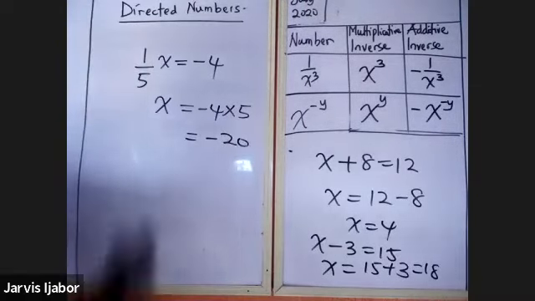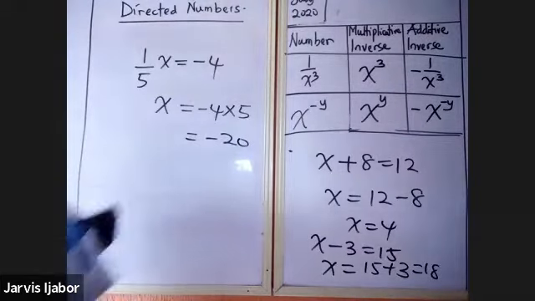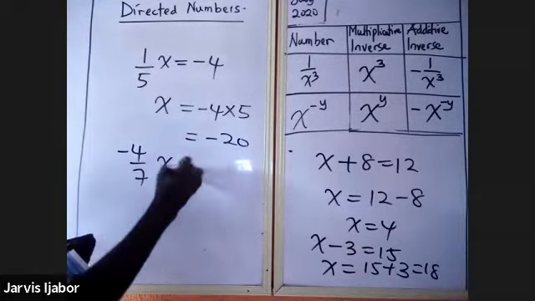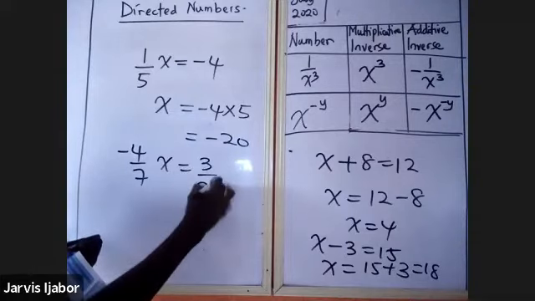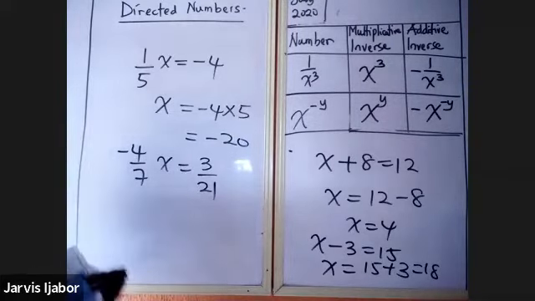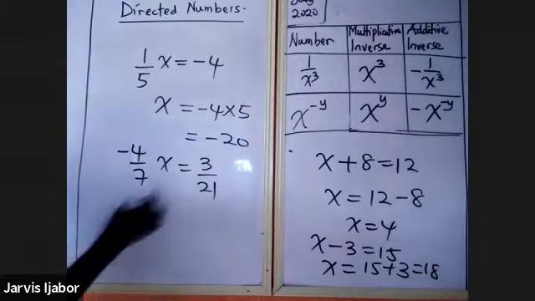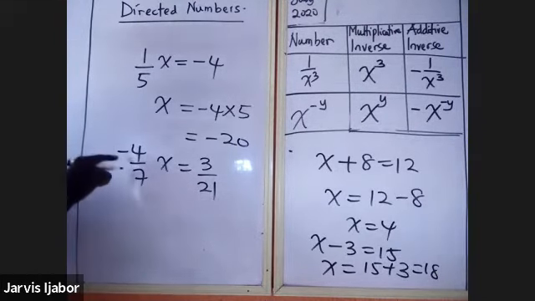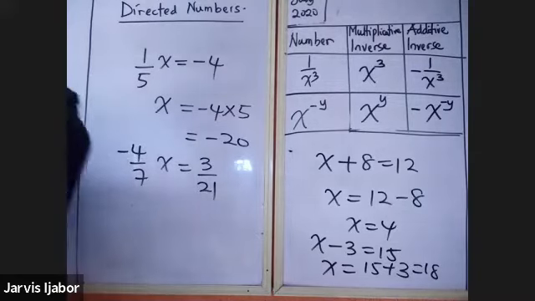Negative 20. Let's do one more. Let's say I have negative 4 over 7 x equal to what? 3 over 21. How do you handle a question like that? What is the multiplicative inverse of negative 4 over 7? Remember that we said that for this, the sign will not change. It will remain the same.